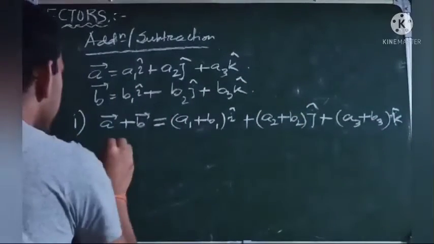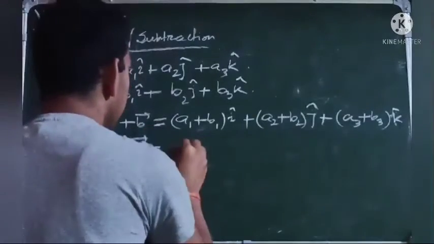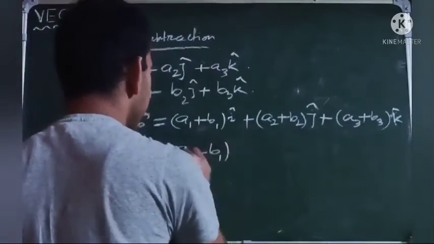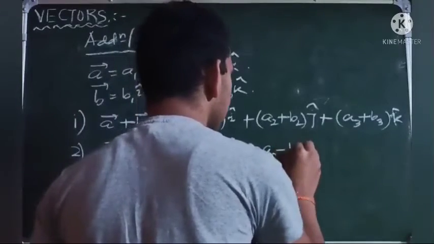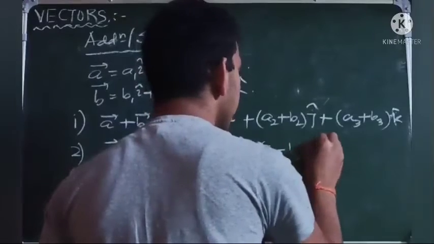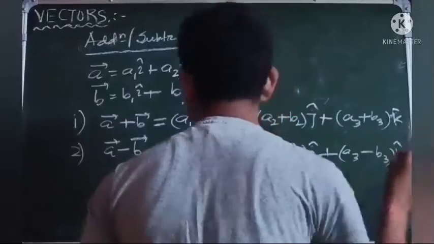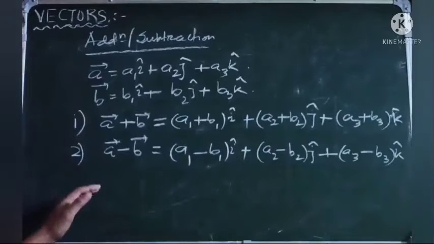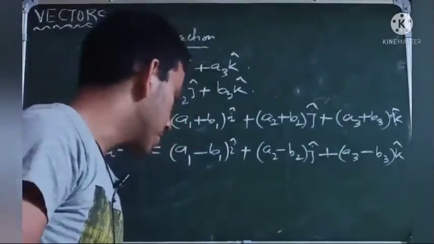Next one is a vector minus b vector. We have a1 minus b1 times i cap plus a2 minus b2 times j cap plus a3 minus b3 times k cap. In this way we can see the addition and subtraction of these two vectors written in i cap, j cap and k cap format. Now we are going to see some properties of this addition and subtraction.